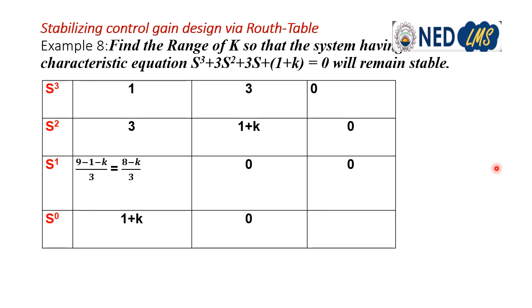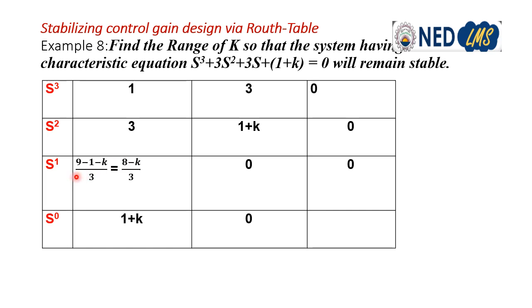The first coefficient of s cube is 1, the coefficient of s is 3, and there is no other alternate coefficient. In the second row, the coefficient of s square is 3, and the alternate coefficient this time is 1 plus k. So we have written 1 plus k here. We have completed the Routh table in the usual manner: 3 multiplied by 3 is 9, minus 1 multiplied by 1 plus k is minus 1 minus k, divided by always the first element of the row just preceding the row where we are calculating, that is we will divide by 3.